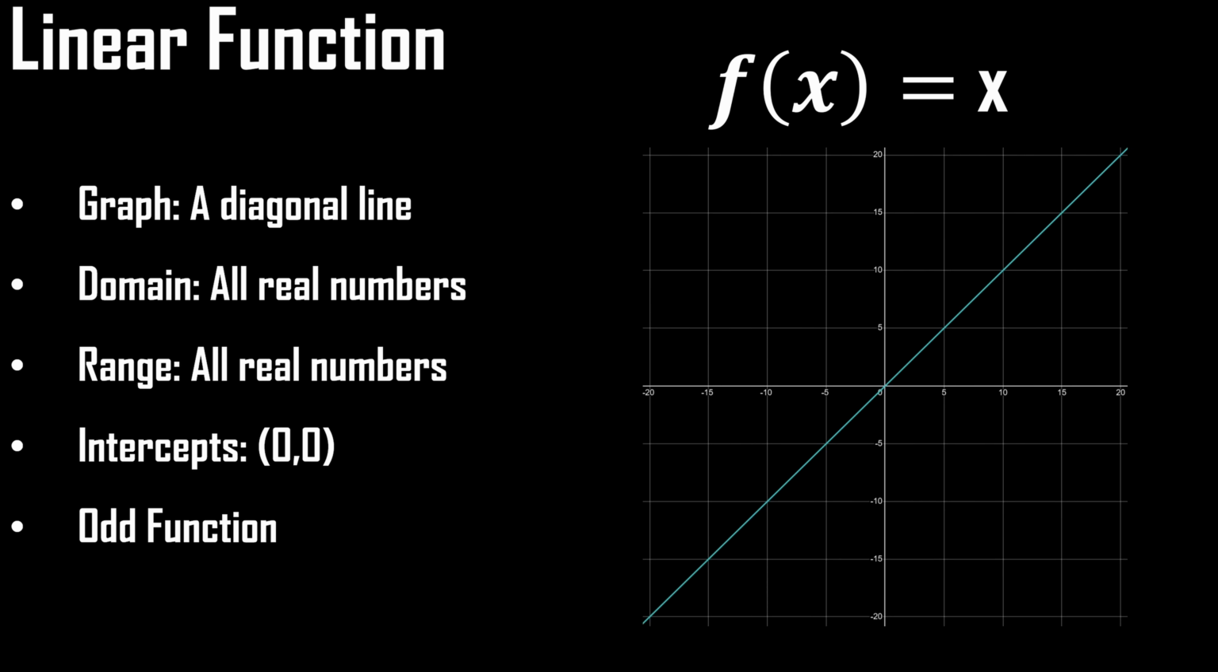Next, we'll have the linear function, f of x equals x, which is a diagonal line through the origin. The domain and range is all real numbers. The intercept is at (0, 0), the origin, and it is an odd function. A real-world example would be a direct proportion between two quantities, like cost per item.